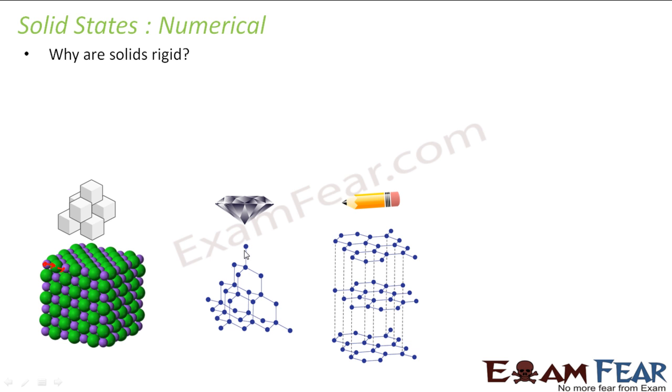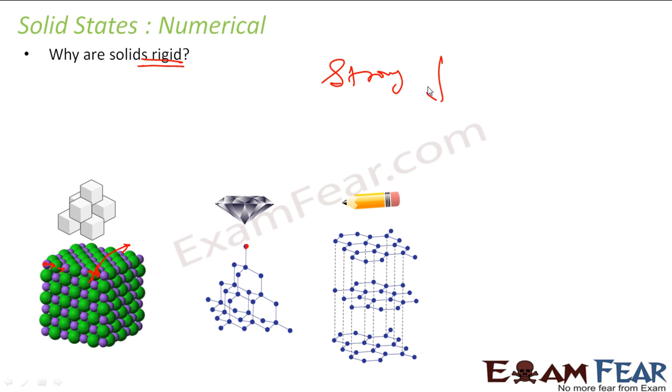Right here, obviously, this is all carbon. This attraction between these carbons is very strong. Here, in graphite, the attraction is very, very strong. Since the attraction is very strong, these particles can't move. They can just vibrate in their mean position. They can't move from here to here. Since they can't move, and since they have very strong force of attraction, they are rigid.